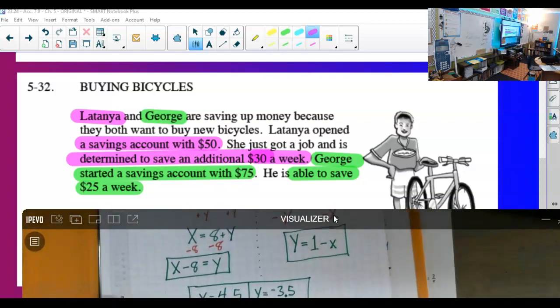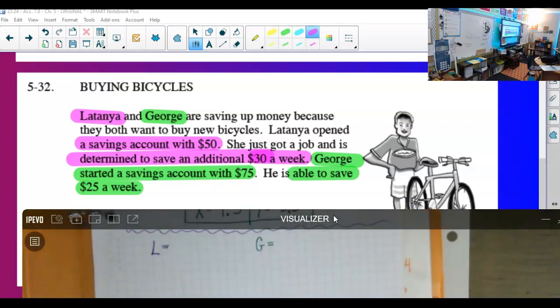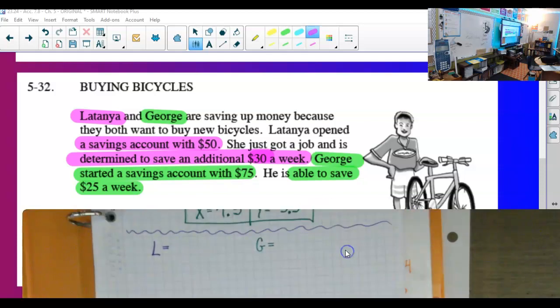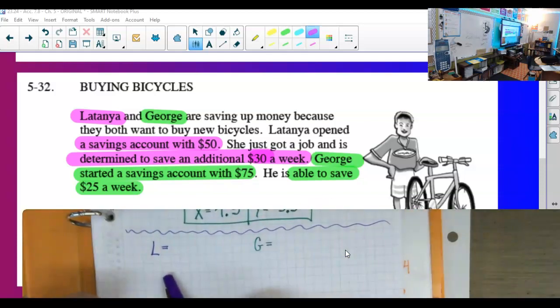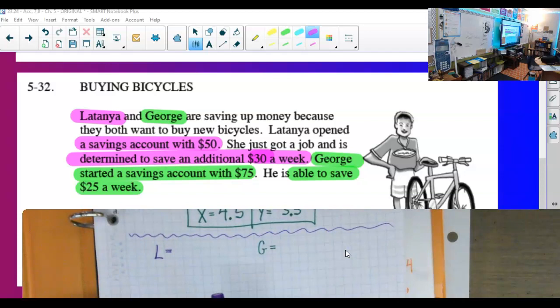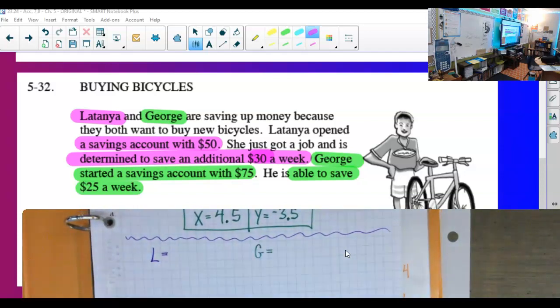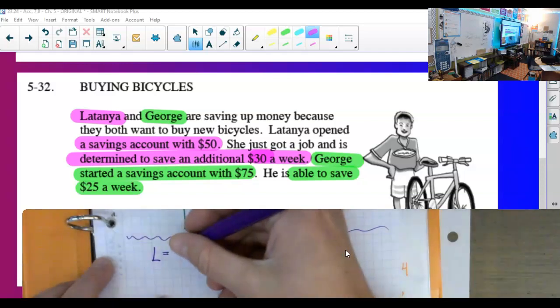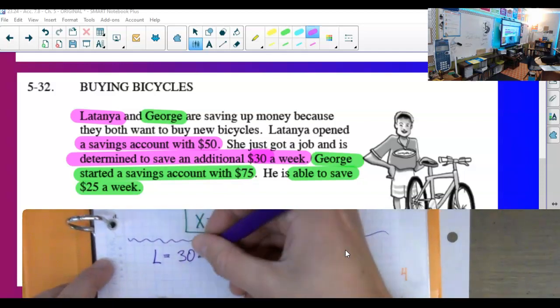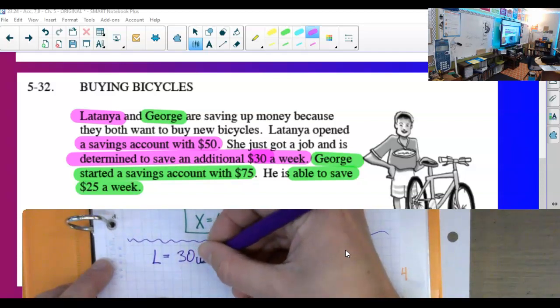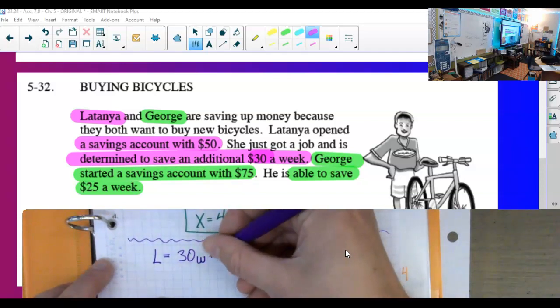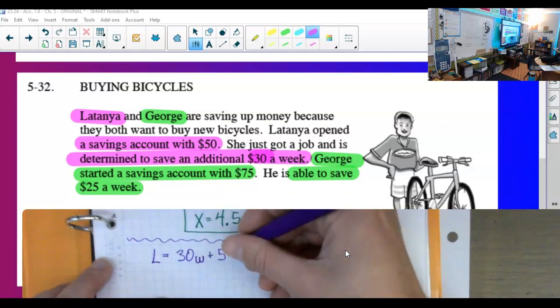Laurel, can you help me with an equation for what Latanya has in her savings? Yeah, so I got 30x plus 50. Yeah, she starts with 50 and is saving 30 each week. So we could do W for weeks. Actually, I'm going to go ahead and do W to just get used to using different variables.